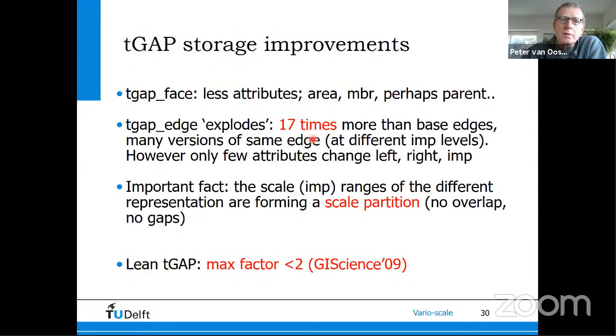So we call this an explosion. We made an additional trick for this, and we call that the lean T-gap. And with this implementation, described in a paper in the GI Science Conference 2009, the total factor was below 2 of the normal topology structure. So that was quite a good price. So now you have a map at every scale, and you don't pay more than twice the storage.